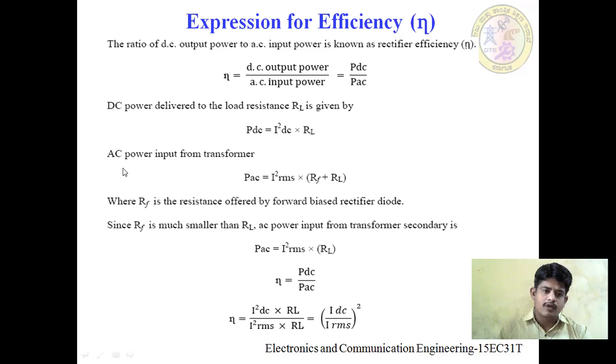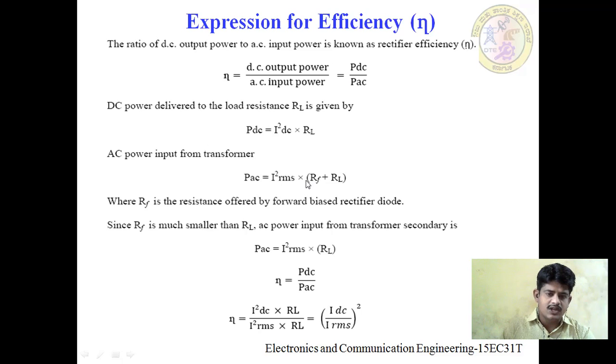So for AC power input, these two resistances come in series. So R will be written as RF plus RL. But here you can see, we are dealing with the DC output power, so we have taken only RL. We are not going to take this RF because the DC is only the output of the rectifier. So we have the PDC and PAC. We can substitute in this equation.